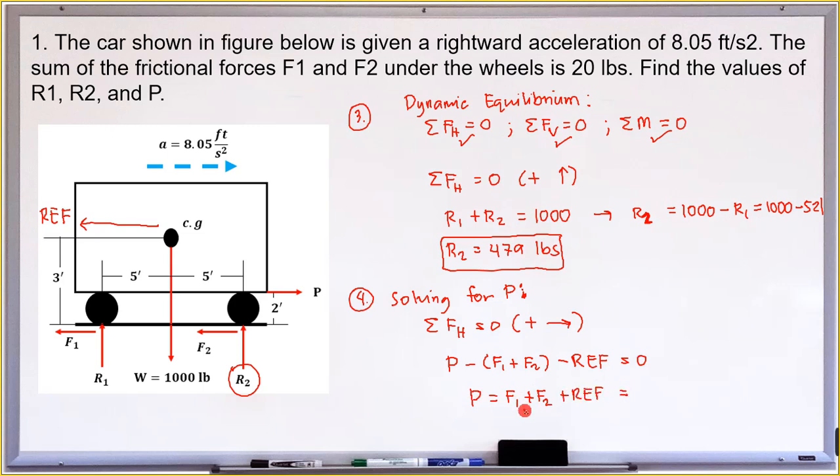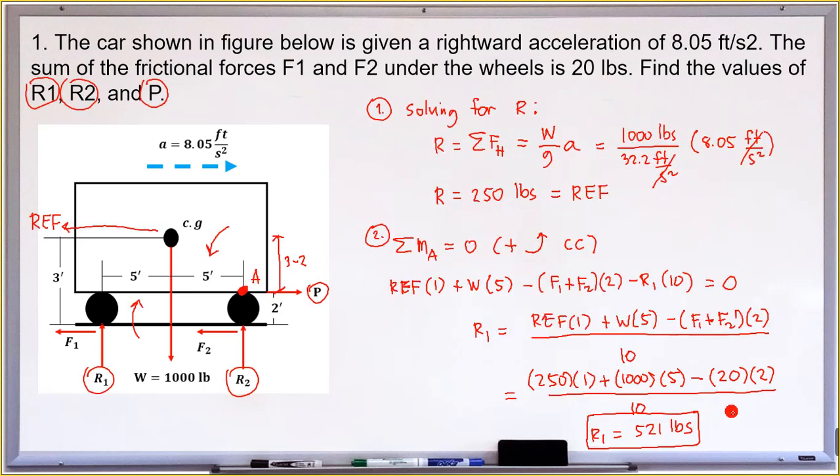And that is equal to the sum of the frictional forces, given as 20 pounds. So 20 plus our REF, we already solved that one, 250. So 250. Therefore, our applied force is equal to 270 pounds. Okay? So we already solved the three unknown forces. So just follow these steps.